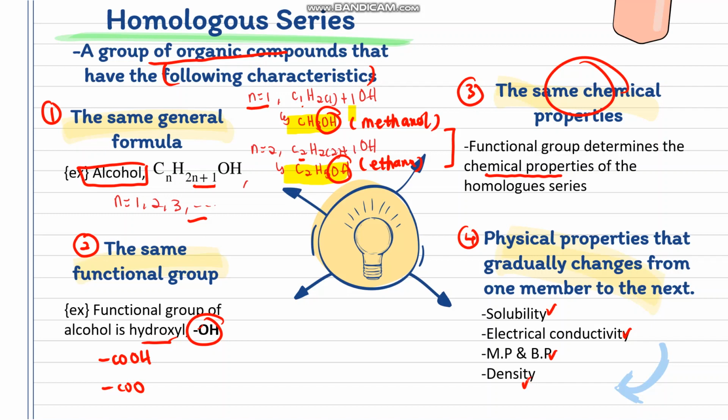So that's all for the characteristics of the homologous series. This is quite important, so you must really understand and memorize it.